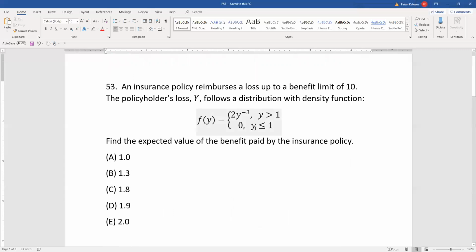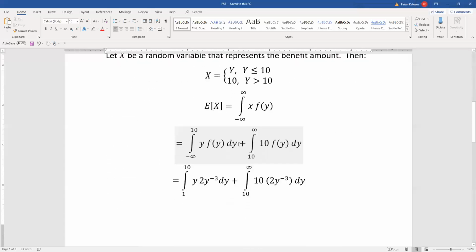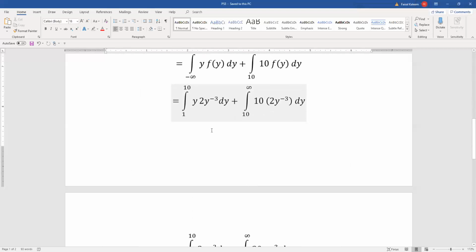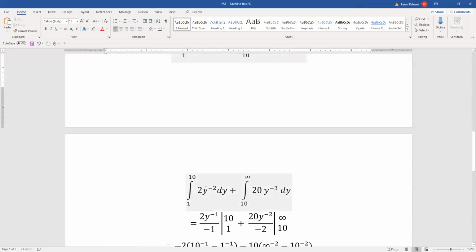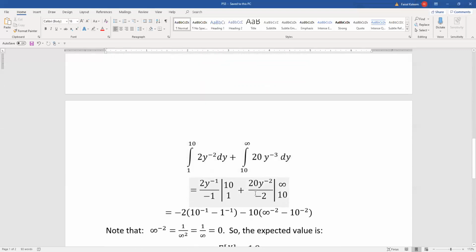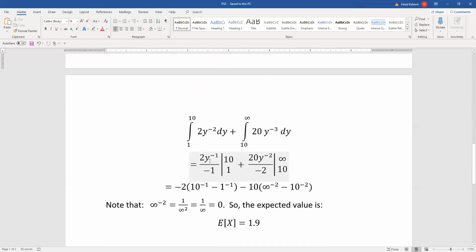For 10 to infinity, we're always over here, so that limit will be completely used. So you pull out the 2 and it's y power negative 2. And similarly here, this is a 20 and y power negative 3. So just basic power rule: 2y negative 1 over negative 1 and 20y negative 2 over negative 2.